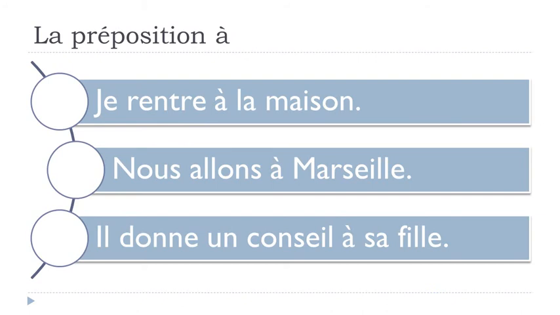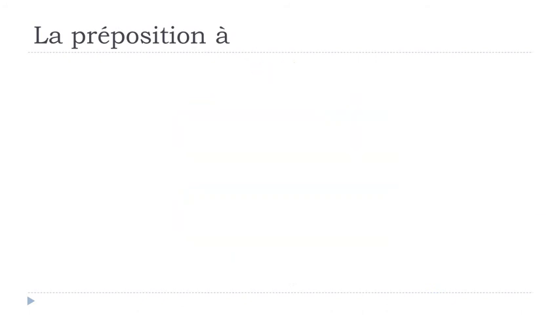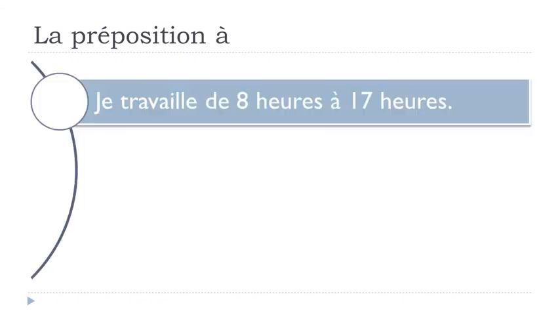And now we'll see the second use of this to, when it's combined with the préposition de, like here. De would be from, and then you put something, and à will be the to. So je travaille, travailler is to work, de, so from 8 heures à 17 heures. It's really the from to.